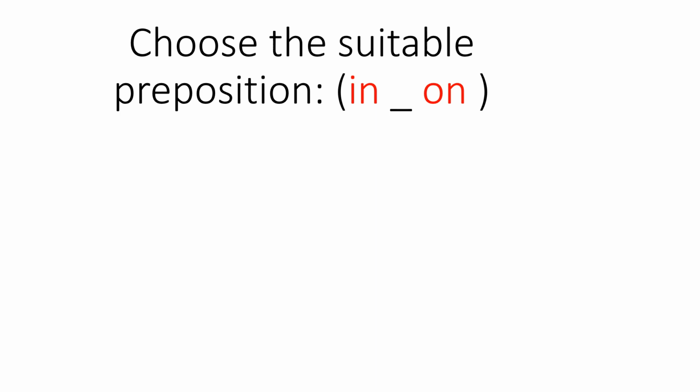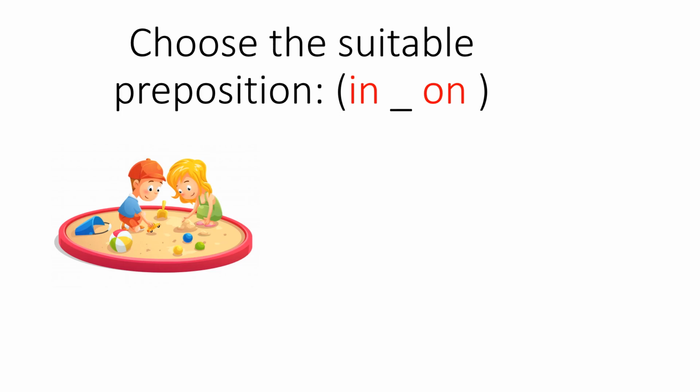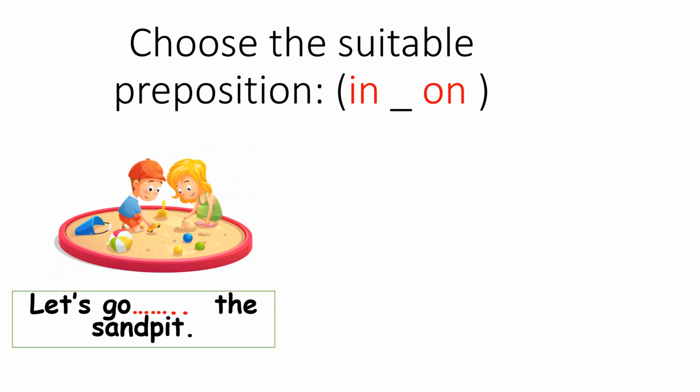Here, let's choose the suitable preposition in or on. Look at the first picture. They are playing where? On the sand pit or in the sand pit? Let's read the sentence. Let's go, in the sand pit or on the sand pit? Excellent. Let's go in the sand pit because they are playing in the sand pit.